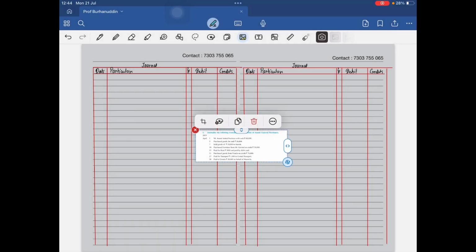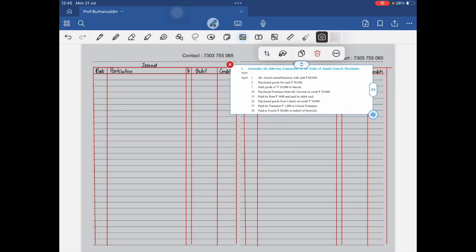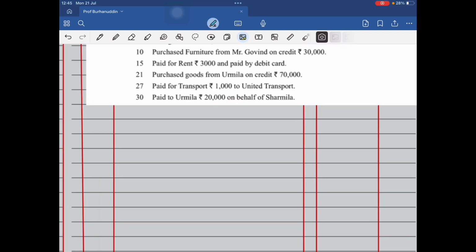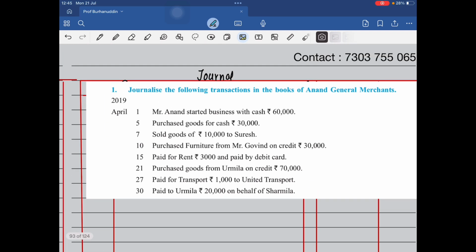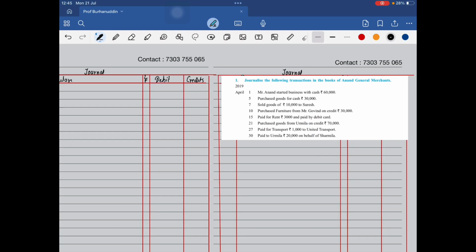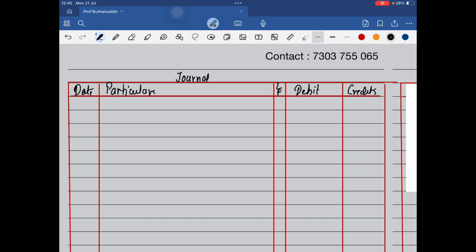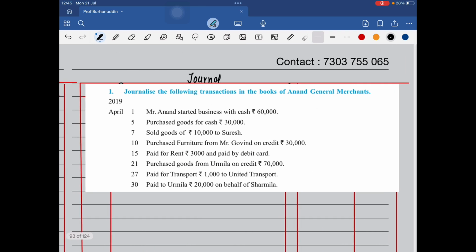Here is the question. Chalo, let's start with this. Prakash, journalize the following transaction in the books of Anand General Merchants. So you are Anand, the business Anand General Merchant. 1st April 2019. So I'll write here 2019 April 1st. The transaction.